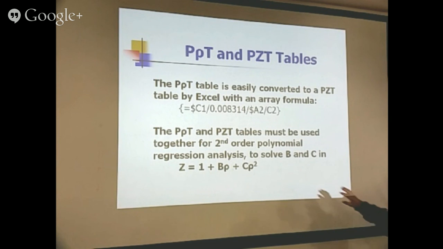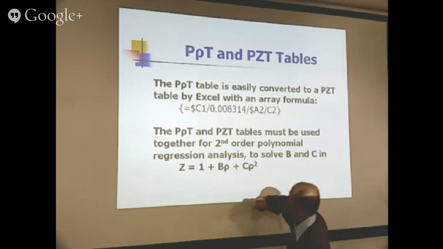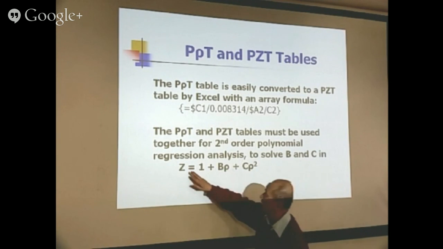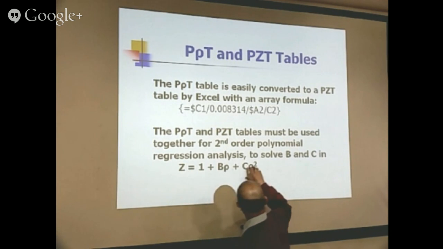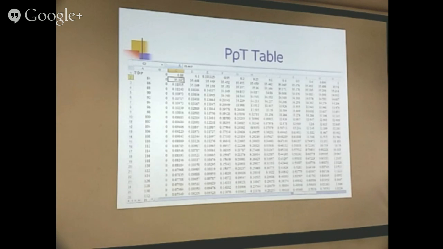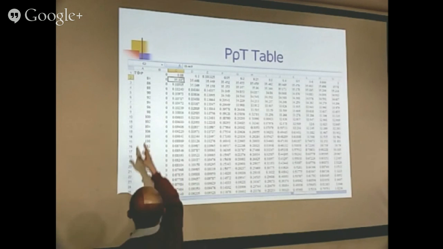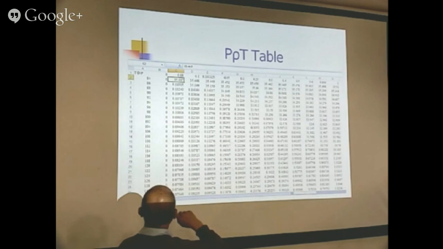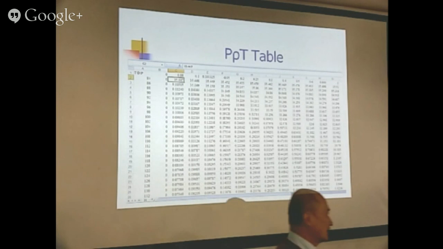The P rho T and PZT tables must be used together to extract the second order polynomial. So we got this array, and we got a row array. Between these two arrays, you can do regression analysis. So this is the upper left corner of the P rho T table. Here we have temperature, and on top is the pressure, and then the data. Data are all in density, in terms of moles per cubic decimeter, and that's a very convenient unit to handle the data instead of volume. Volume is sometimes getting very big.